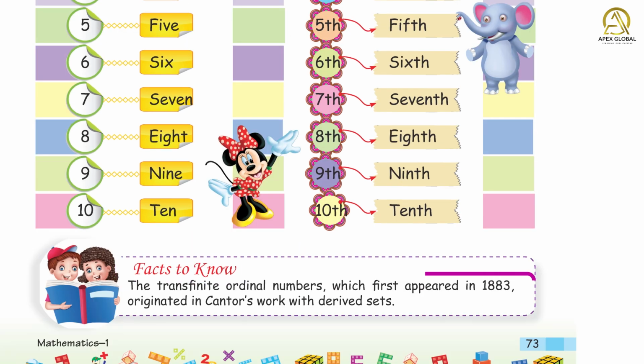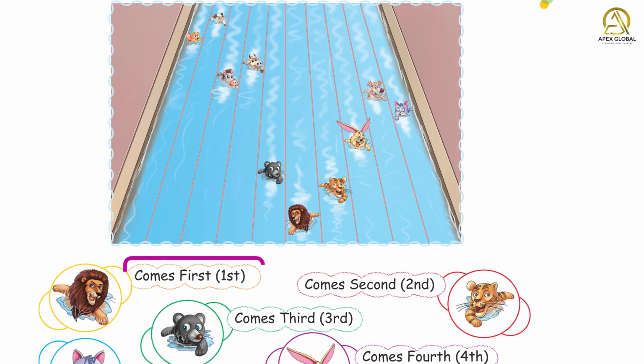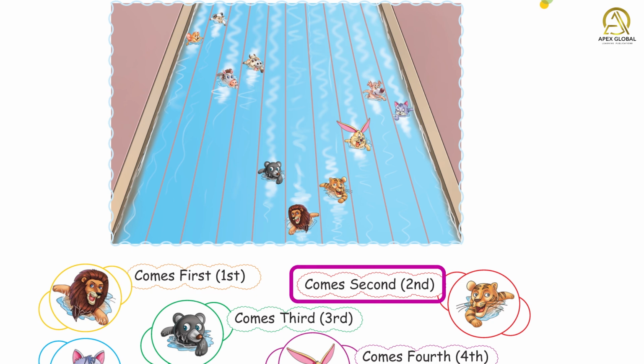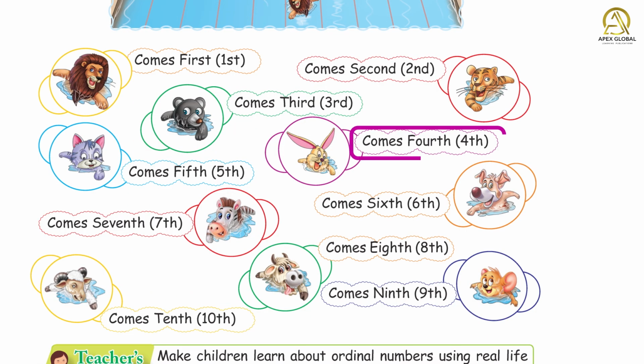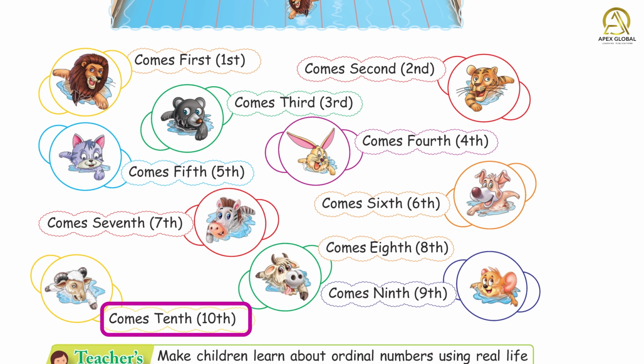Facts to know: the transfinite ordinal numbers, which first appeared in 1883, originated in Cantor's work with derived sets. Comes first, comes second, comes third, comes fourth, comes fifth, comes sixth, comes seventh, comes eighth, comes ninth, comes 10th.